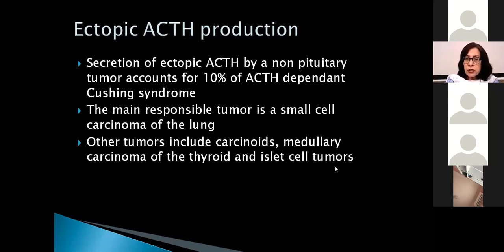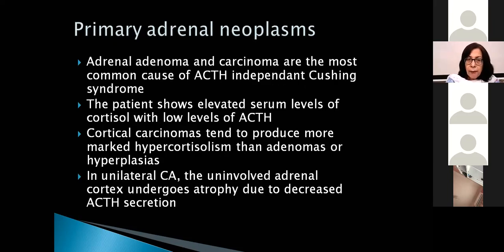Other tumors which can cause ectopic ACTH are carcinoids, medullary carcinoma of the thyroid, and islet cell tumors. Primary adrenal neoplasms, adrenal adenoma and carcinoma, are the most common causes of ACTH independent Cushing syndrome. If it is not dependent on ACTH, it is the adrenal which is doing it, then it can be an adrenal adenoma or an adrenal carcinoma. The patient shows high serum levels of cortisol with low levels of ACTH.